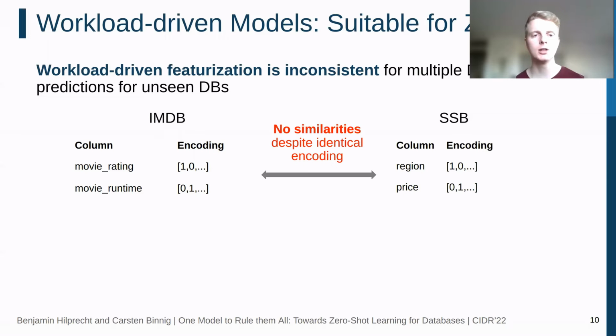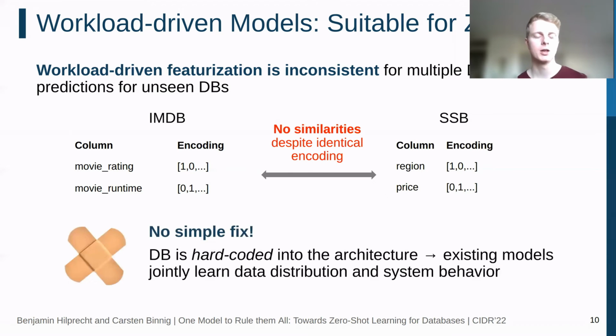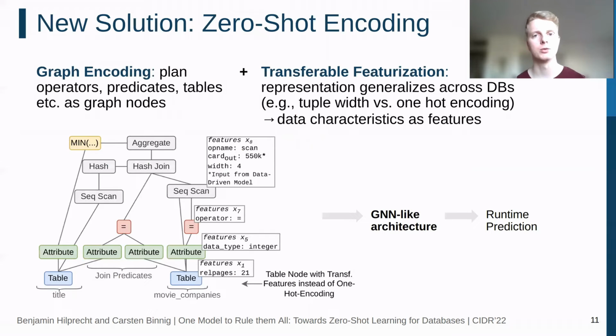The columns are different. They might not even have the same data type at all. And this is the main reason the featurization is inconsistent and the predictions will be off. And there is no simple fix for this problem. The reason is that the assumption that the database is fixed is hard-coded into the model architecture. So models jointly learn the data distribution and also the system behavior, and that's why they can never generalize to unseen databases. That's why in our paper, we propose a zero-shot encoding with two main ingredients.